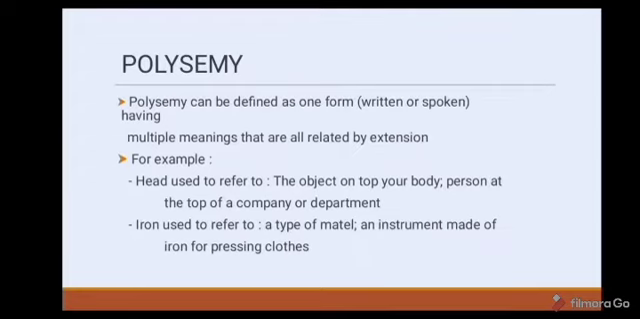Polysemy. Polysemy can be defined as one form, written or spoken, having multiple meanings that are all related by extension. For example, head used to refer to the object on top of your body, or the person at the top of a company or department. Iron used to refer to a type of metal, or an instrument made of iron for pressing clothes.